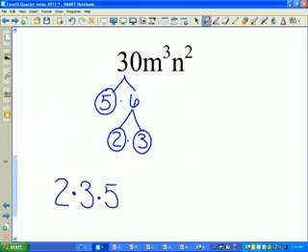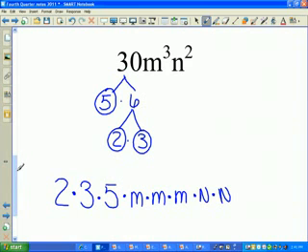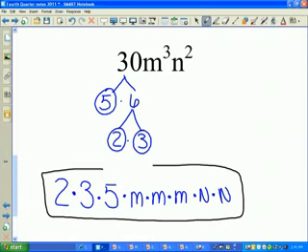So that's dealing with the numbers. Now I have to deal with my variables. So I'm going to multiply my m by itself 3 times, because that's what the cube represents, times my n twice. This right here is the prime factorization of 30m cubed n squared. So 2 times 3 gives me 6. 6 times 5 gives me 30. m times m times m gives me m cubed. And n times n gives me n squared. Okay?